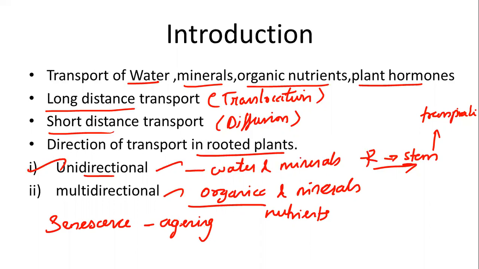That is multidirectional. Remember that the organic part will usually be synthesized in the leaves. Once that part undergoes senescence, if it is about to get aged or is going to die, by that time the mineral nutrients will be relocated from that part to the growing part. That is how the transportation works. Fine, so this is the basic introduction about transportation in plants.